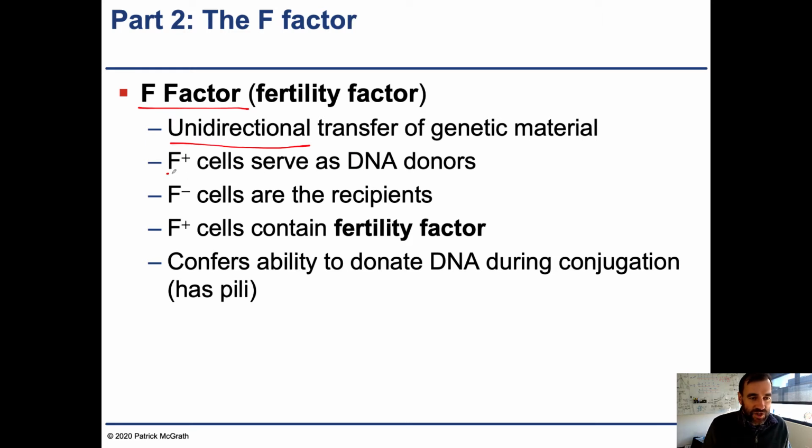We distinguish between F plus and F minus cells. F plus cells are the donors. They're the ones that have the F factor plasmid, and they're able to transfer their DNA to another cell. F minus cells are the recipients, so they receive the DNA, and their cell is typically genetically modified. Again, the F plus cell has the fertility factor, which confers the ability to create pili, which allows it to donate DNA and conjugate to other cells.